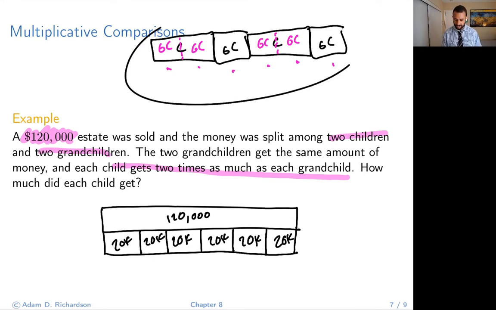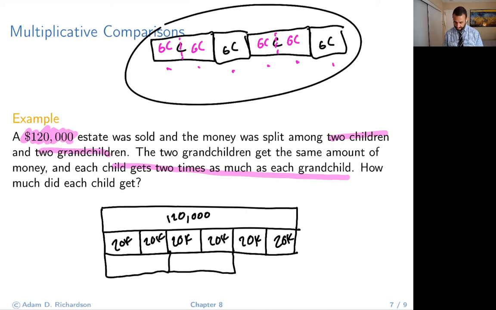And now, based on our scratch work that we did up here, we know that this would be the amount that a child gets, and this would be the amount the other child gets, and then these will be the amount the 2 grandchildren get. 40K, 40K, 20K, 20K. And now I'm going to go over here off to the side and answer the question. How much did each child get?